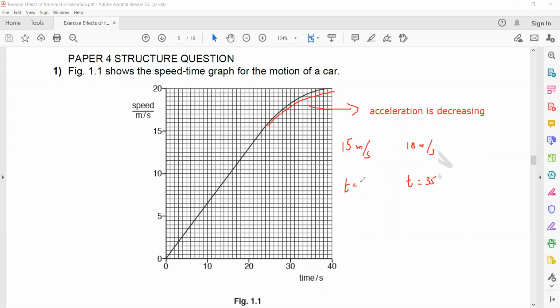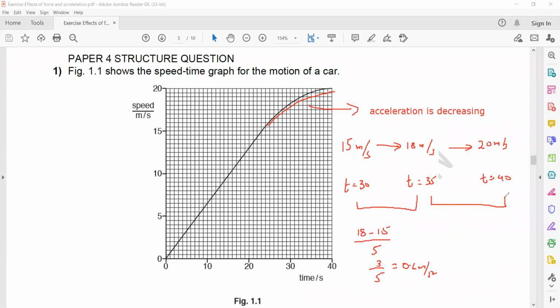So at time equals 30 and here in the example it is 20 meter per second when time is equals to 40. So when we calculate the acceleration here, the speed is increasing, speed continues to increase, but what happened to acceleration? Change in velocity divided by time. So it will be 18 minus 15 divided by time interval, that's 5. So 18 minus 15, that is 3, divided by 5, that is equal to 0.6. So here we will have an acceleration of 0.6 meter per second square.